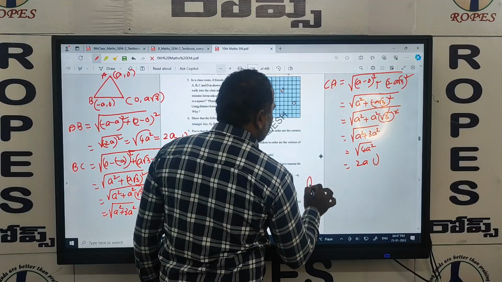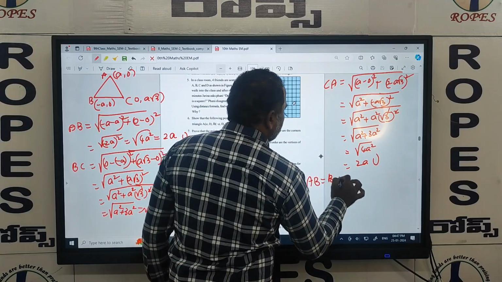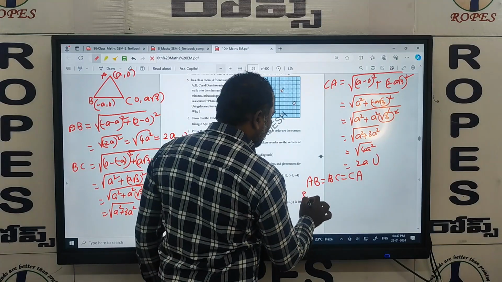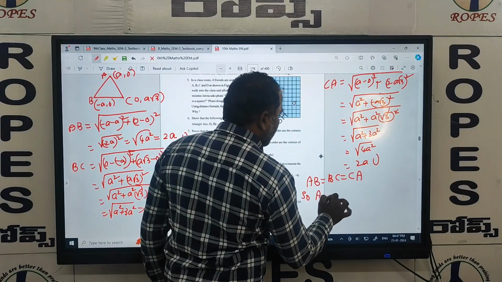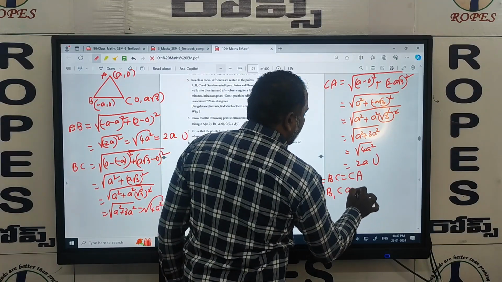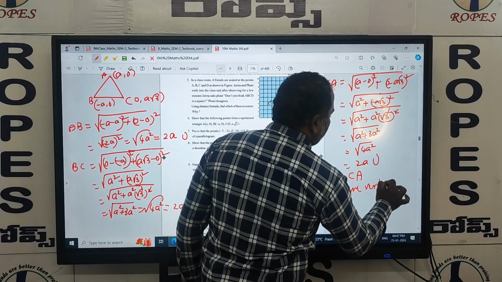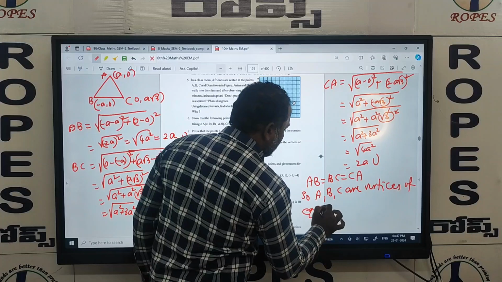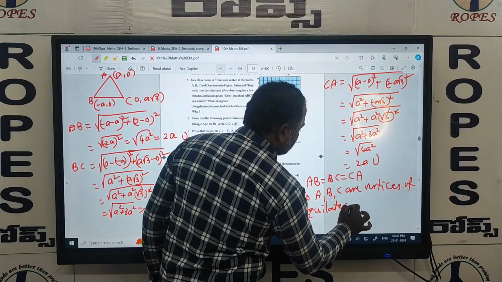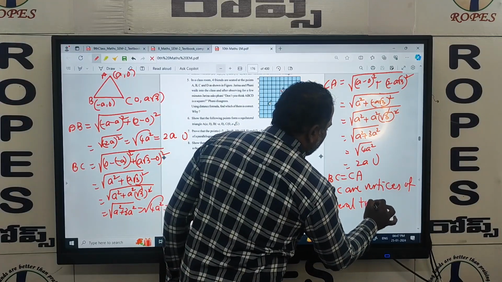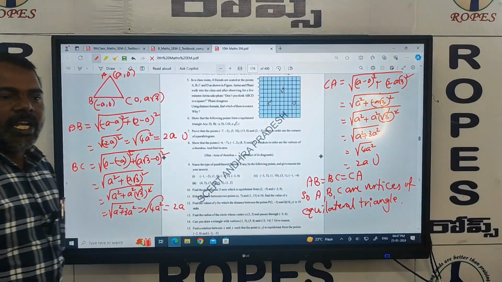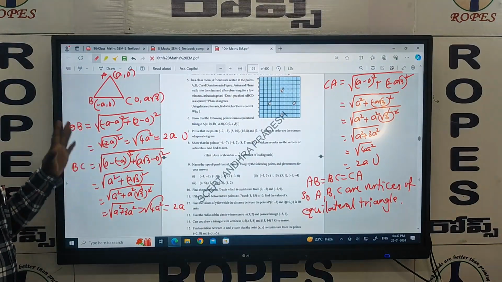So here we got AB is equal to BC is equal to CA. All the three sides are equal. So A, B, C are the vertices of an equilateral triangle. So this is the conclusion. Okay, like this we have to find this one.